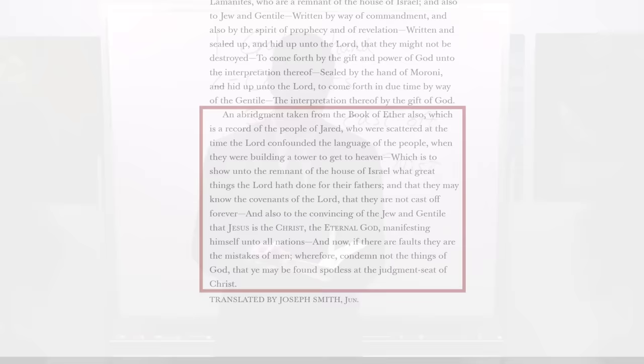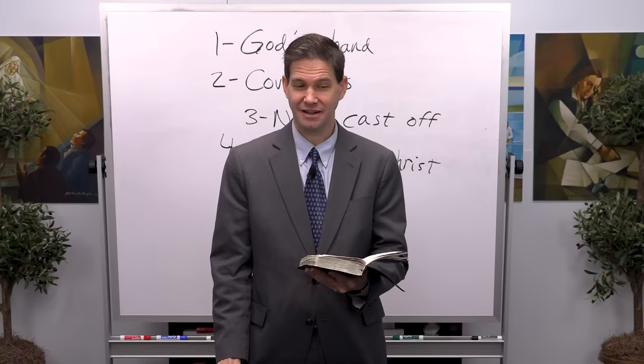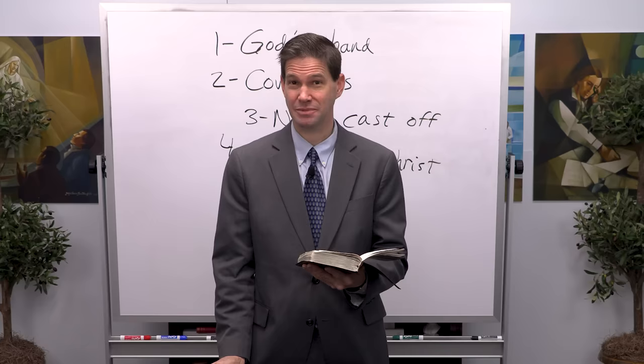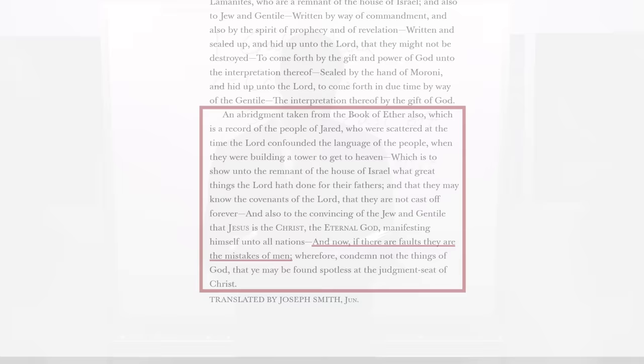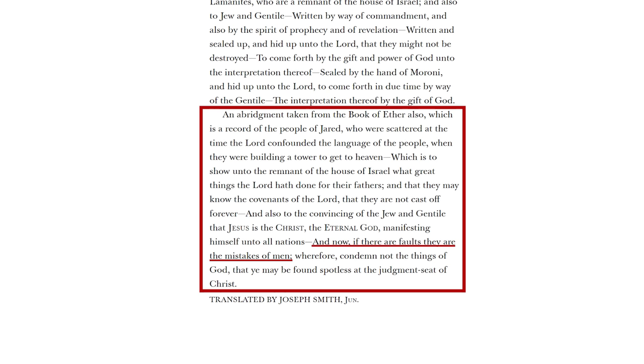Now, if there are faults, they are the mistakes of men. It's Moroni who in Ether chapter 12 spends a lot of time talking about his weakness in writing and about how the latter-day Gentiles are going to mock him because of his weakness in writing. And the Lord tells him that he'll make weak things become strong. These are not God's mistakes. These are human weakness that might come through in this record.